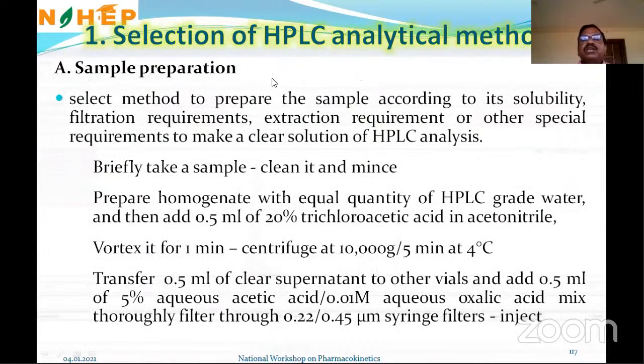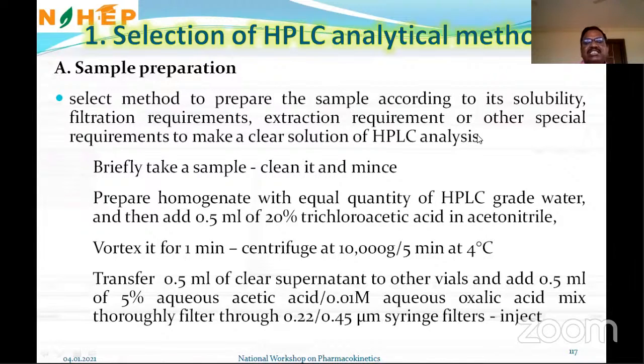Here, sample preparation is very important, and tomorrow, in the next session, you will learn how to prepare the sample. Briefly, select a method to prepare the sample according to its solubility, filtration requirements, extraction requirements, or other special requirements to make a clear solution for HPLC analysis.